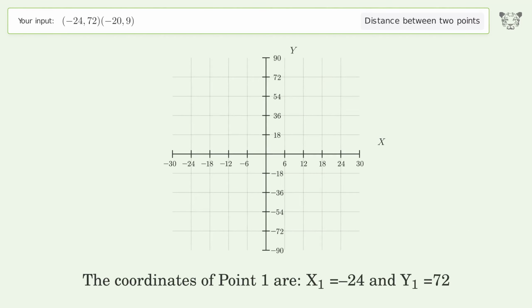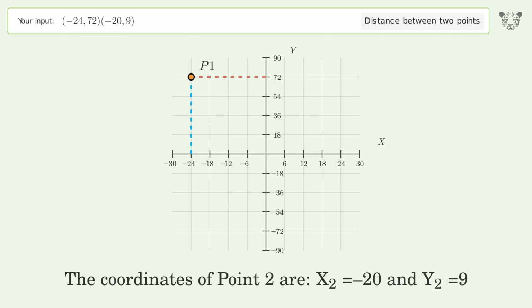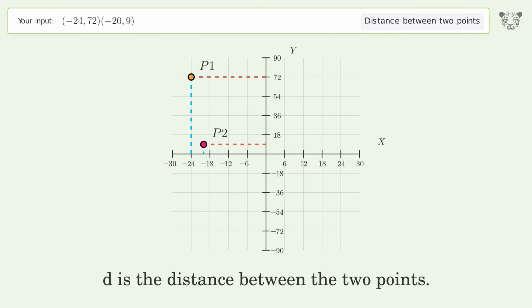The coordinates of point 1 are x1 equals -24 and y1 equals 72. The coordinates of point 2 are x2 equals -20 and y2 equals 9. D is the distance between the 2 points.